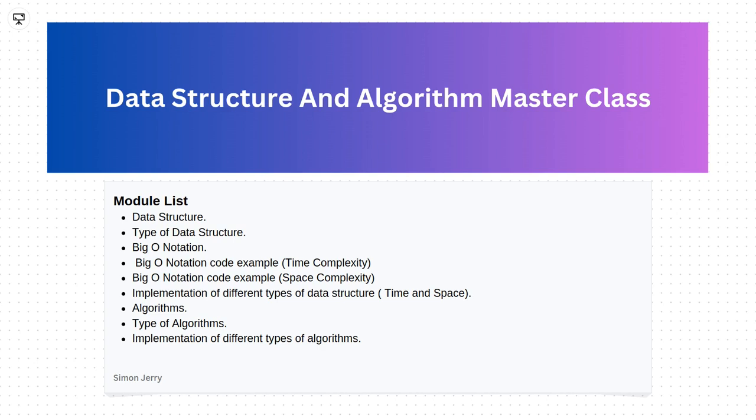And in this series, we will be looking at the available modules on data structure and algorithm. We'll be looking at data structure, types of data structure, big O notation, big O notation code examples for time complexity, big O notation code examples for space complexity, implementation of different types of data structure, algorithm, types of algorithm, implementation of different types of algorithm.